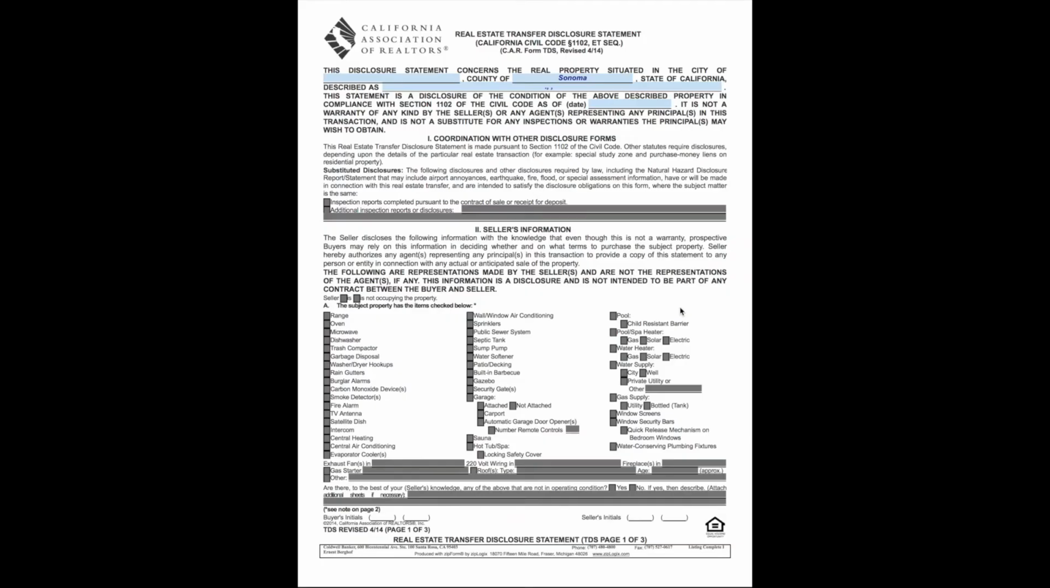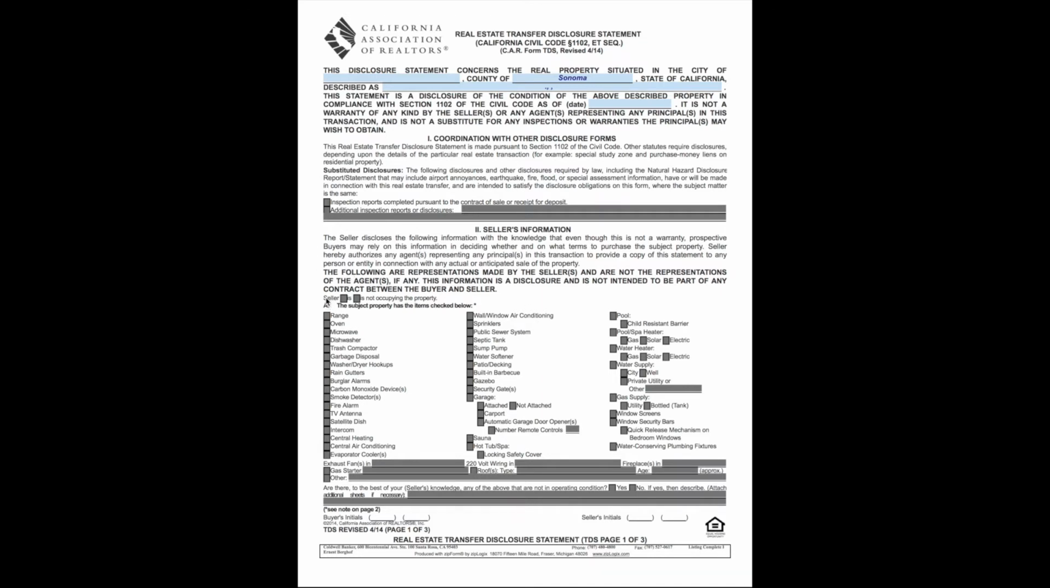The Real Estate Transfer Disclosure Statement. This is a statutory disclosure, and that means that California law specifies this form is used whenever a property is being transferred. The beginning of it just explains that there are some other statutory disclosures that must be made as well, like the natural hazard disclosure, earthquake, flood, and special assessment disclosures. And then this box is checked to say that those reports will be included with this form.